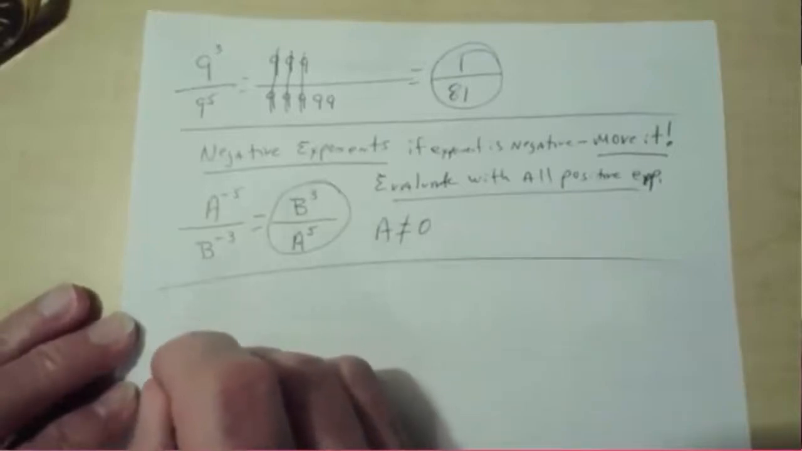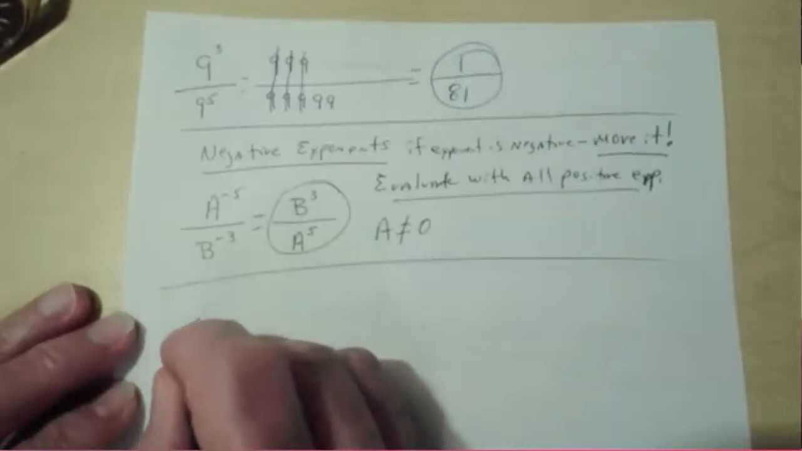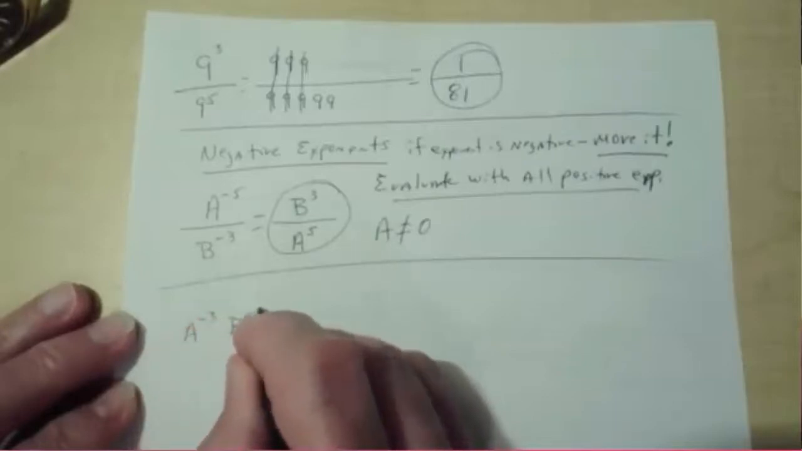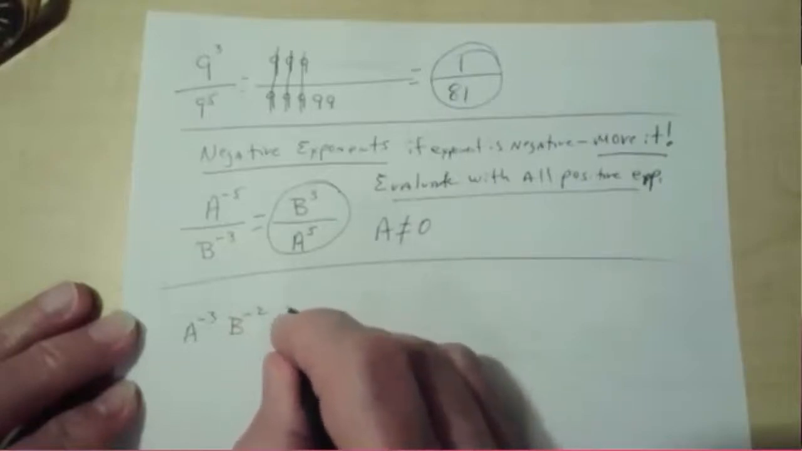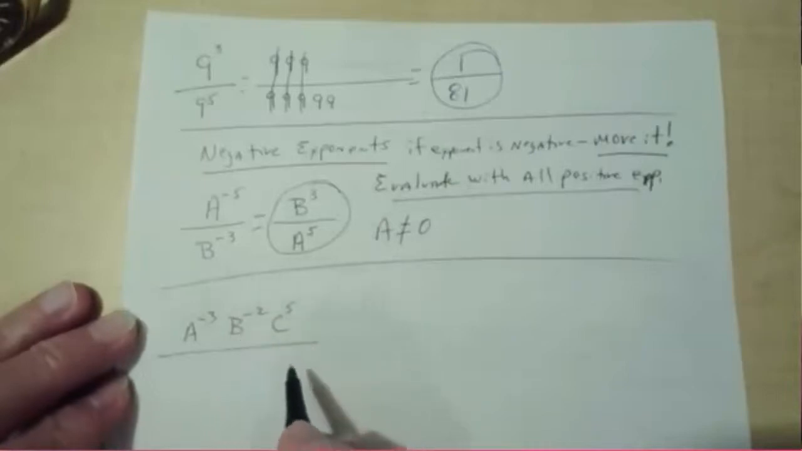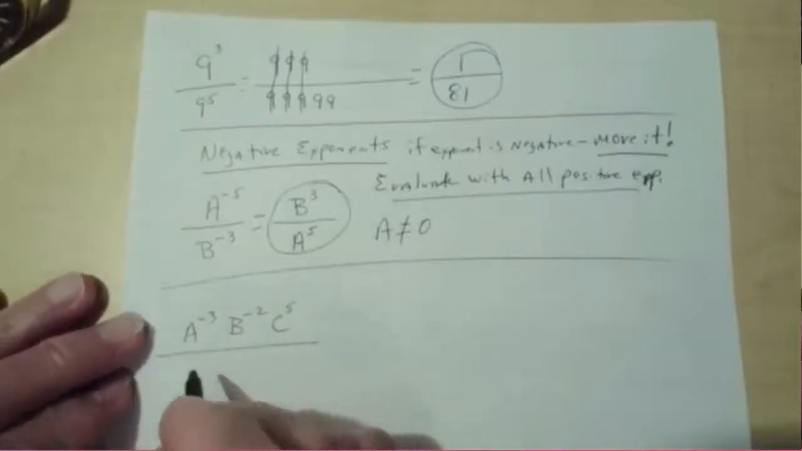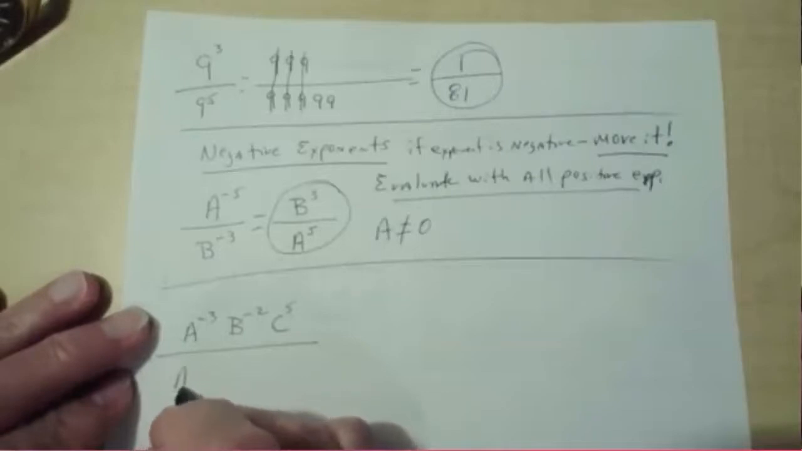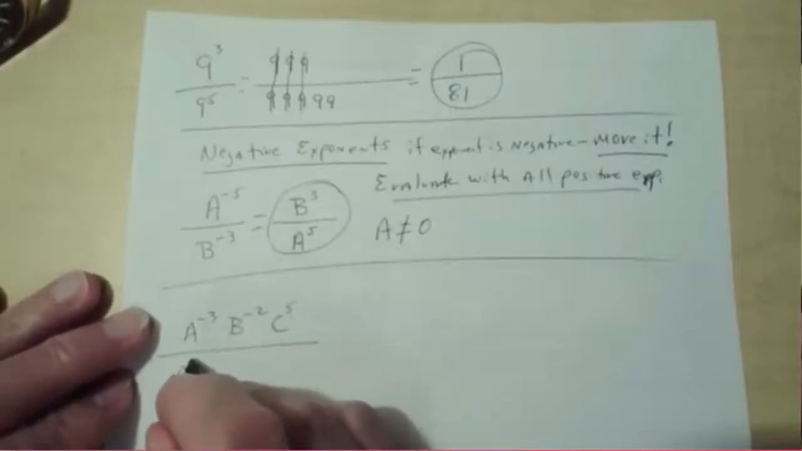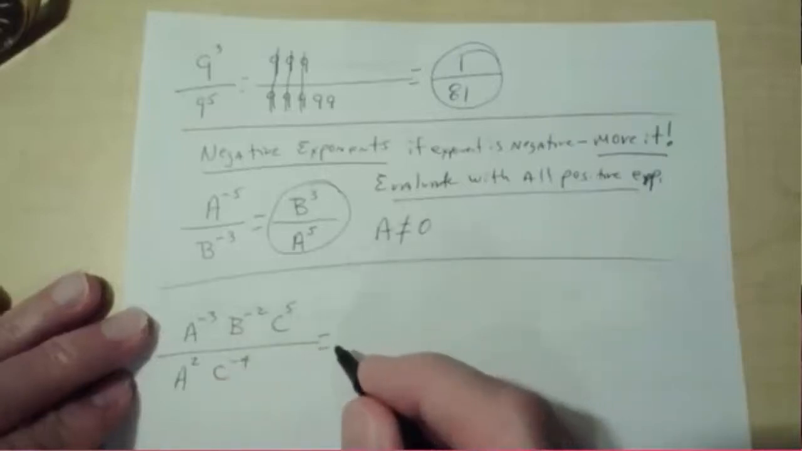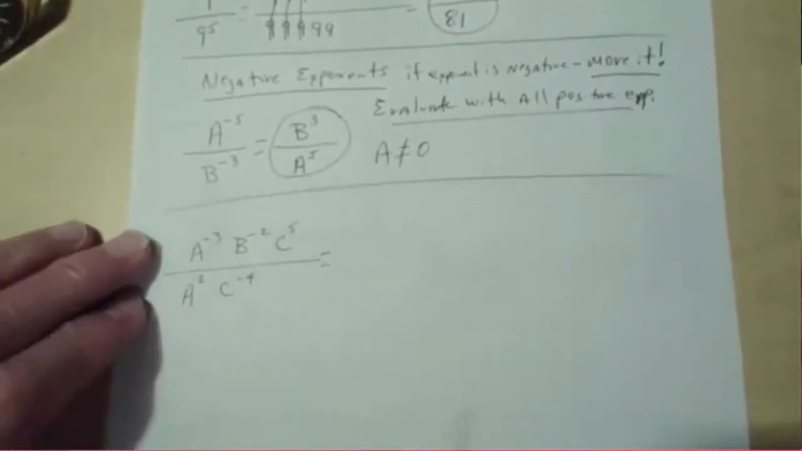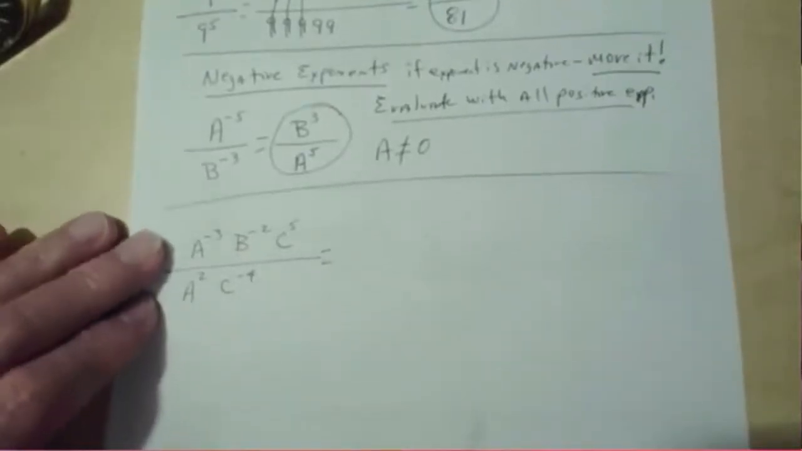And if you have, let's see, a to the minus 3, b to the minus 2, c to the 5th, divided by a squared c to the negative 4. Now this is about as difficult as these get, and it's really not very hard. But again, take these one at a time.